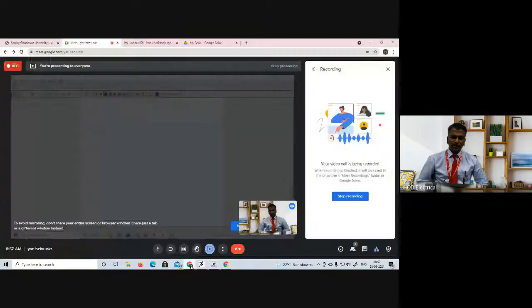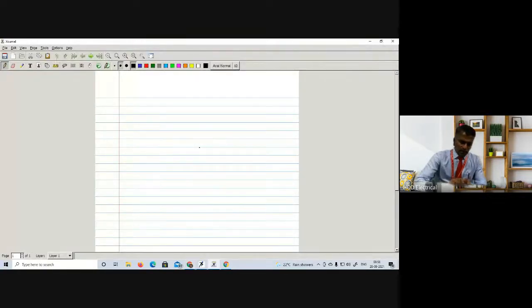I hope my screen is visible to you. We know that vector addition we can do by using two ways. First one is the triangle law, then the second one is the parallelogram law.